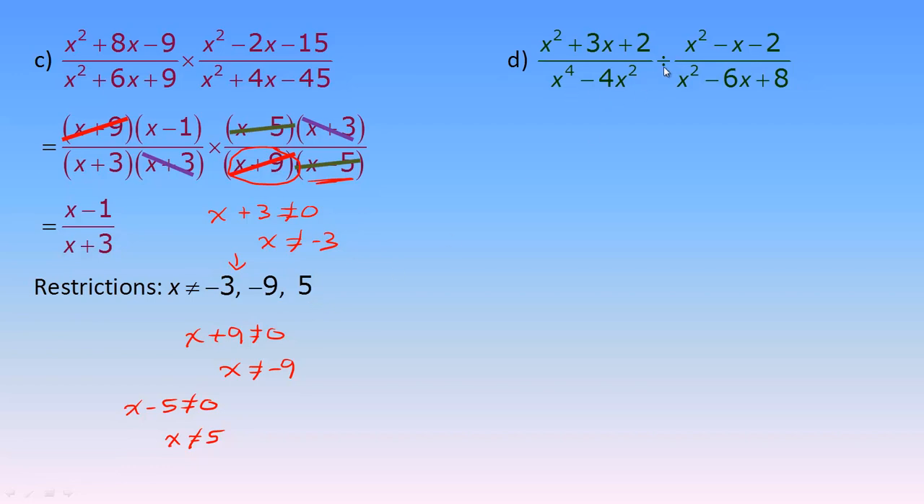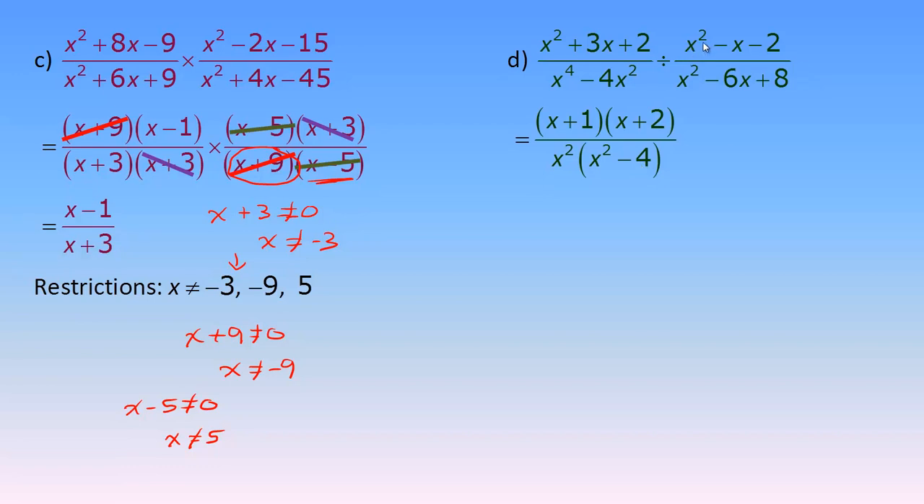D, first division. We'll get into another division in the next page too. So again, we have to factor. Okay, so the first one here, x squared plus 3x plus 2, what adds to 3 and multiplies to 2 would be 1 and 2. So that factors into x plus 1 and x plus 2. No common factor there, but there is in the denominator. See, we can factor an x squared out of this. So let's factor an x squared out of this. X squared out of an x to the 4th gives you an x squared, and x squared out of minus 4x squared gives you a minus 4.